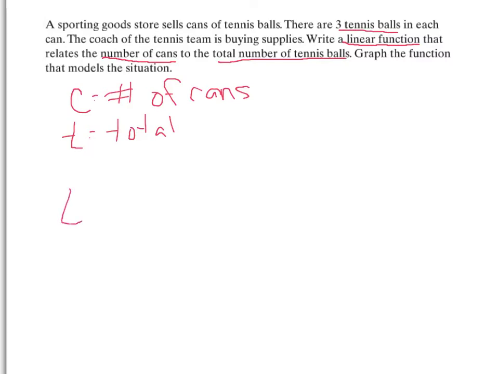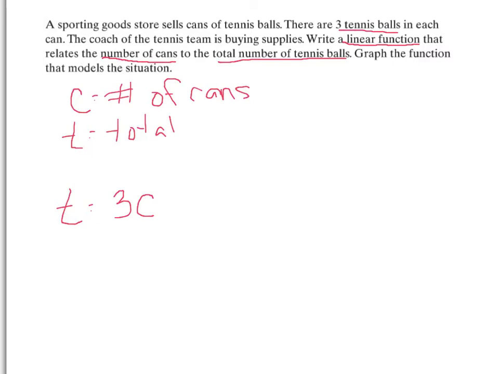So we're going to write T equals, and it doesn't matter what variables you choose. It's really up to you. You do need to define them when you are writing equations from a real world problem. So if it involves words, you probably need to define those variables. Looking at T, there are 3 tennis balls in each of those cans. So that means that we're going to take 3 times each can. So the equation there is going to be T equals 3C.